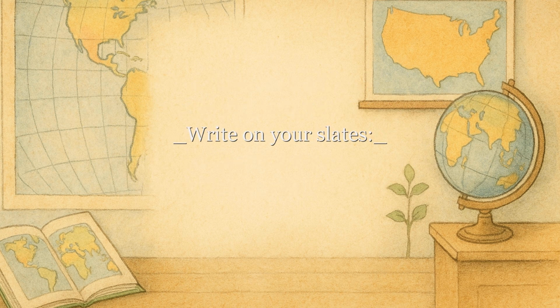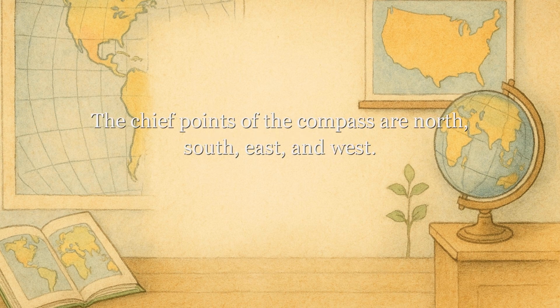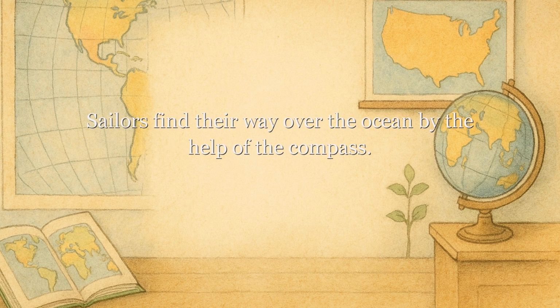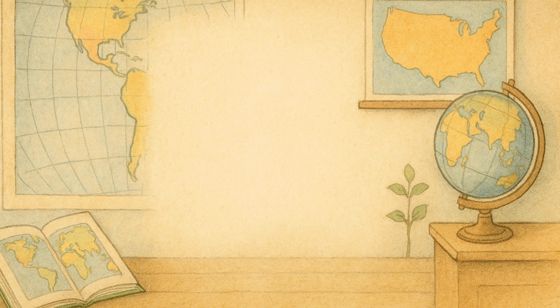Write on your slates: The chief points of the compass are north, south, east, and west. Other directions are northeast, southeast, southwest, and northwest. Sailors find their way over the ocean by the help of the compass.